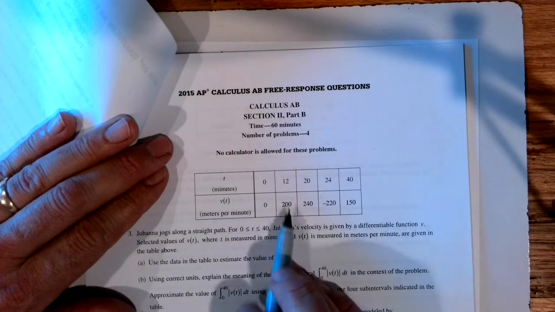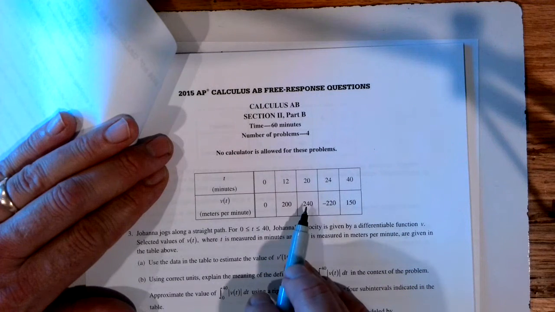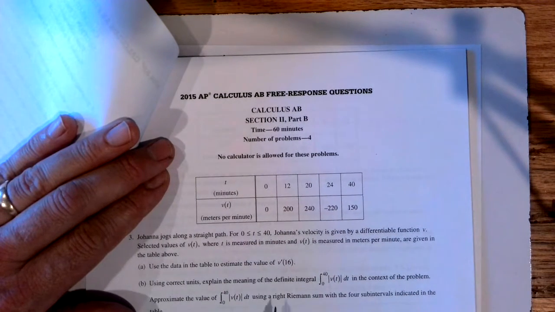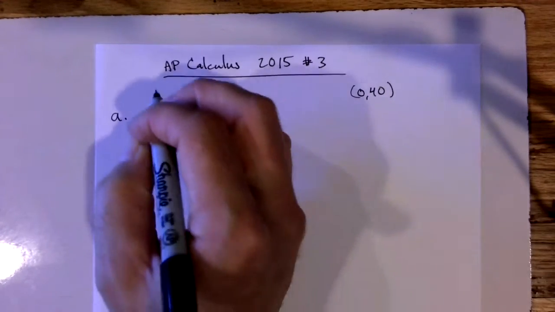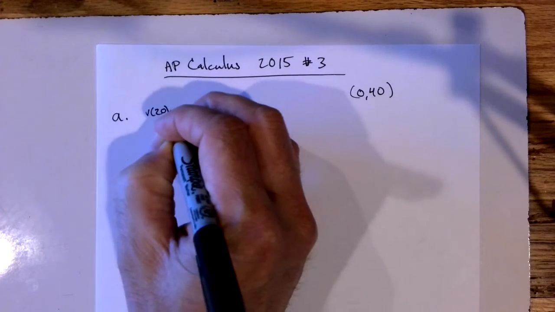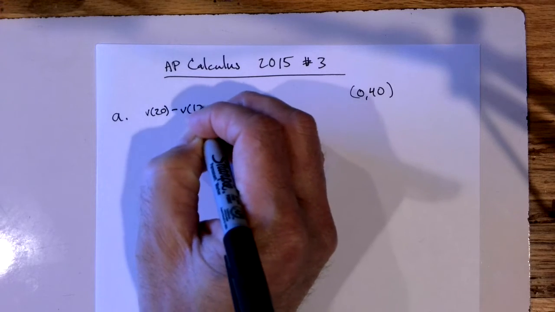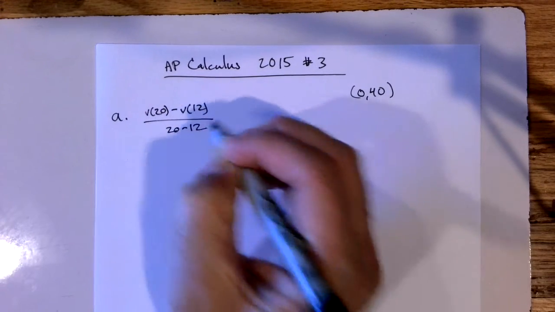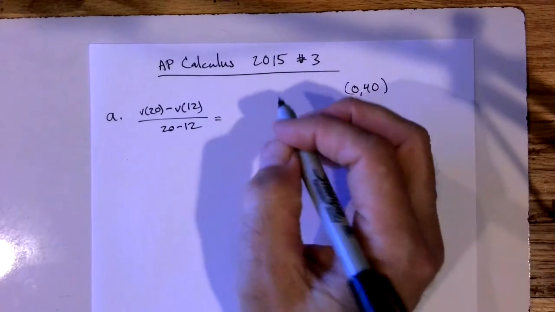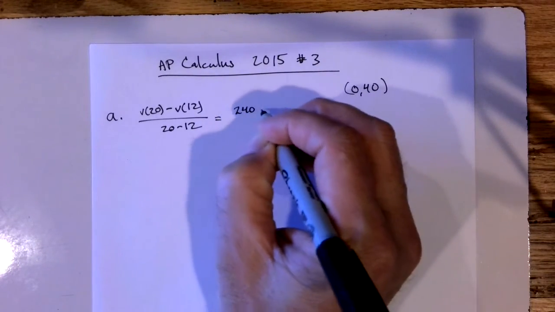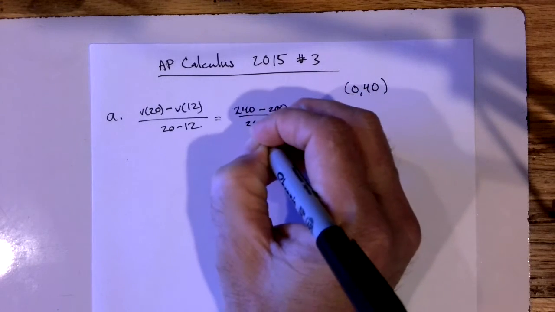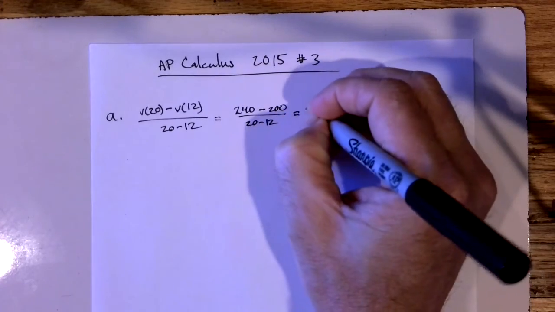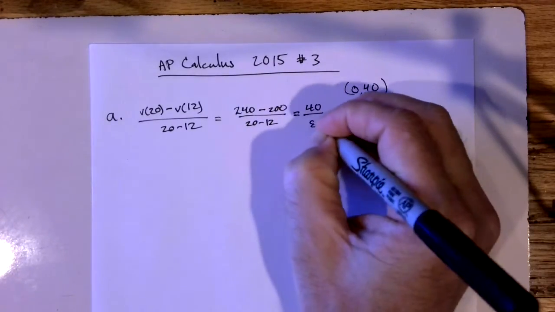But you can tell from 12 to 20, you're going up. It's going from 200 to 240. So when it asks for v prime, it's looking for a rate of change, but as it says estimate, we're going to choose a point before it and a point after it. So we're going to choose v of 20 minus v of 12 divided by 20 minus 12. And what that's going to give us is v of 20 is 240 minus v of 12 is 200. And we're going to divide that by 20 minus 12, or 40 divided by 8, which is 5.